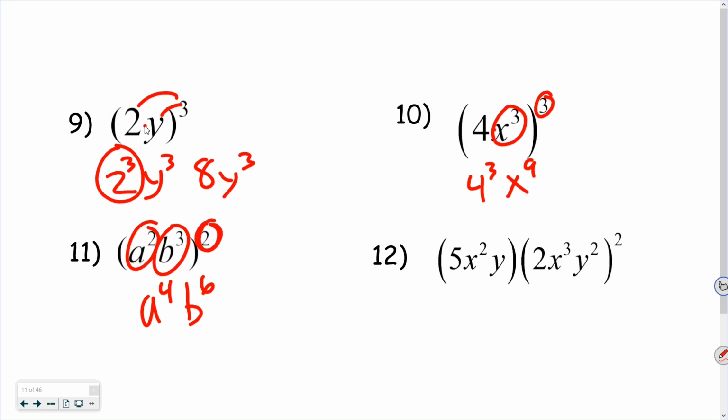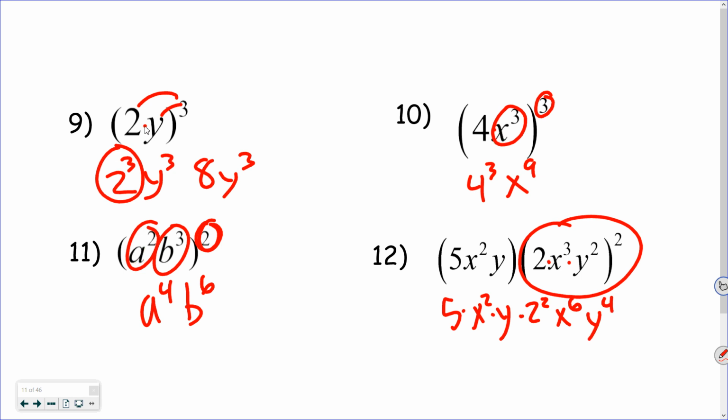Okay, 12's combining rules, so I'm going to leave this alone at first. I need to simplify this first because it has a power on the outside right there. Do not forget to raise 2 to the power. So that'd be 2 squared, x to the third squared, that's x to the 6th, y squared squared times those. Okay, now we can multiply them together. So the 2 squared is 4, 4 times 5 is 20, x squared times x to the 6th is x to the 8th. Y to the first times y to the 4th, make sure always if there's not a power you put a 1 there, is y to the 5th. Okay, that's as far as we can simplify it.